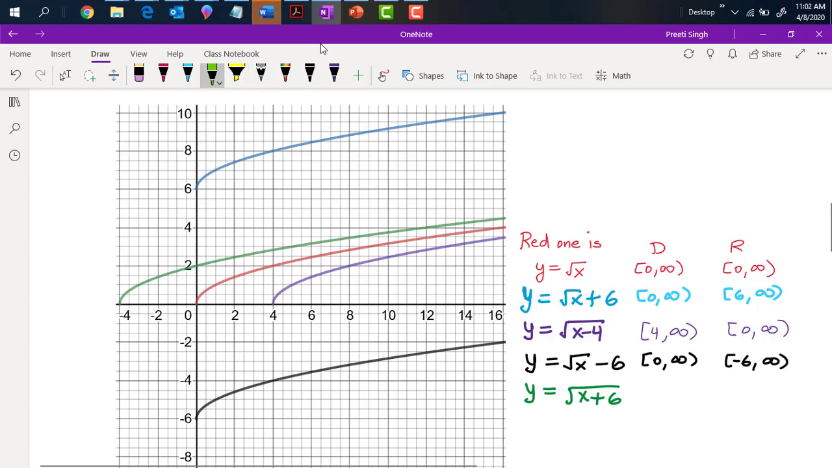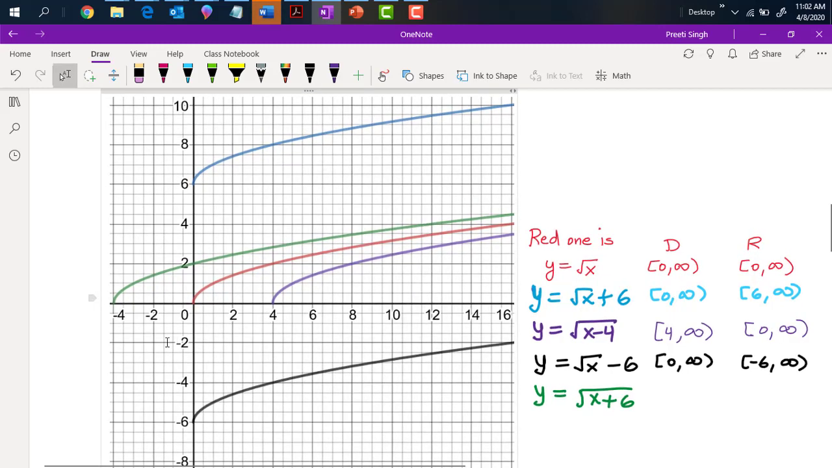Now let's look at the green one. The green one is starting from, I don't see it. The green one is x plus 4, not plus 6. The equation is wrong. So this one is square root of x plus 4. It has gone 4 units to the left. So that's the equation. Now the domain for this one starts from negative 4 to infinity. You can input negative 4 and anything beyond negative 4. Whereas the range, since it starts from 0, the range is 0 to infinity.